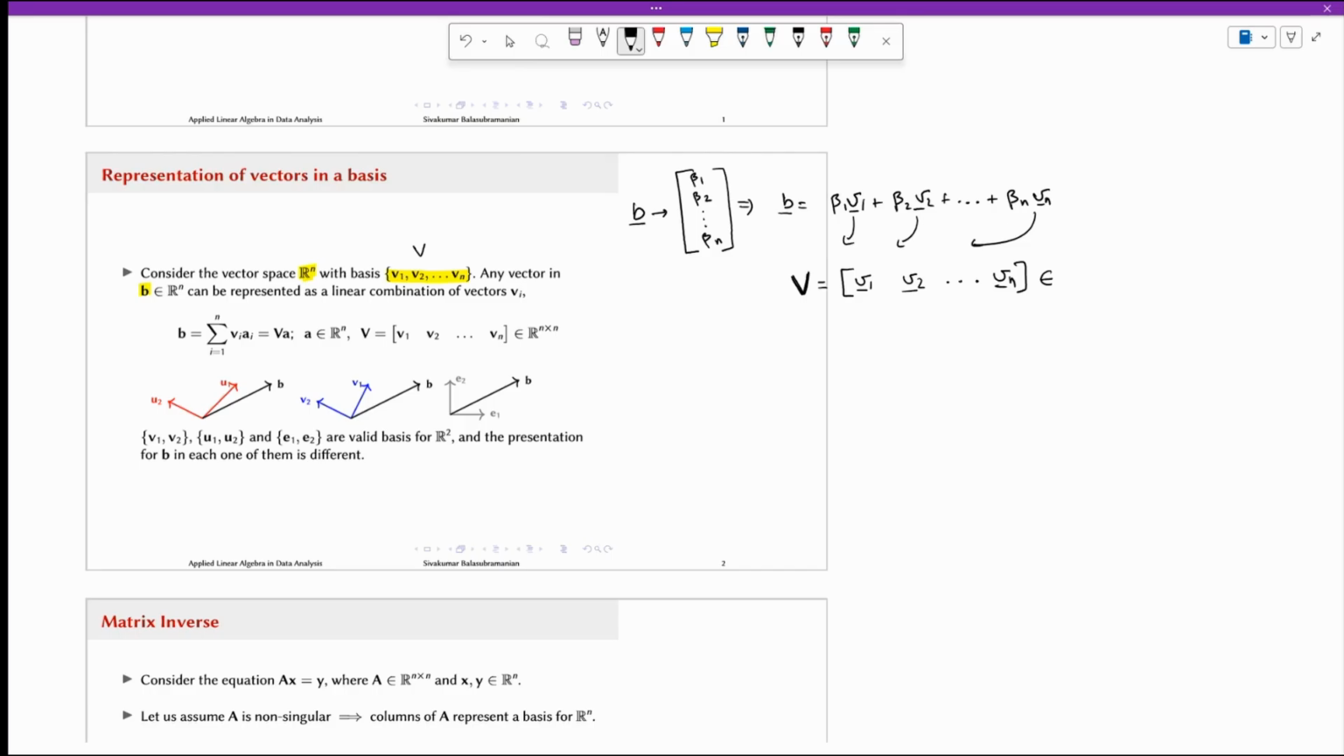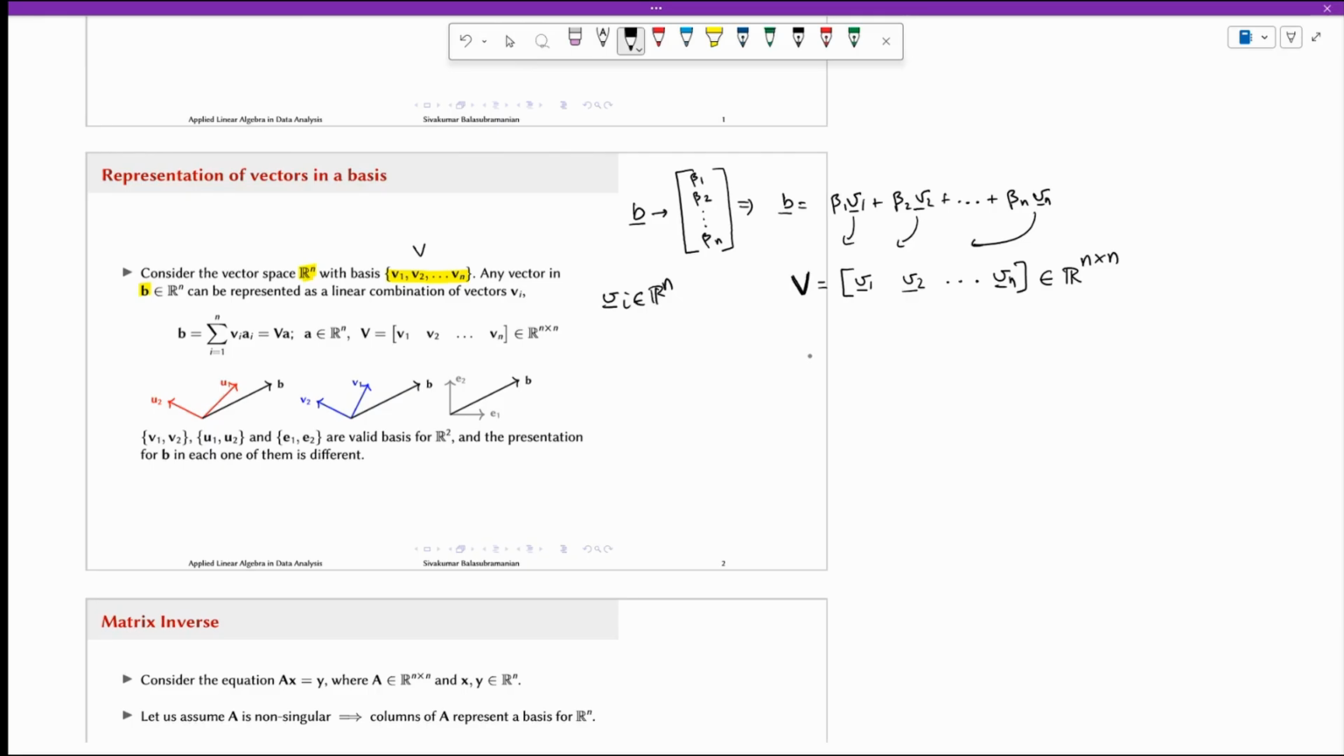Okay. Each of the vectors V_i, what is the shape of V_i? Is that a scalar or a column vector? Well, this set forms a basis for Rn. That means the individual elements have to be vectors from Rn. So what will be the shape of this matrix? It will be n cross n, right?